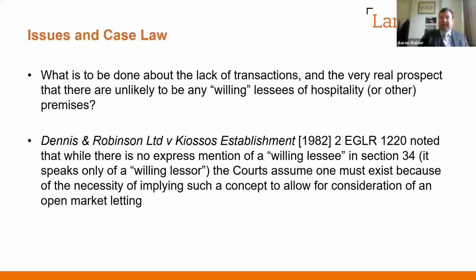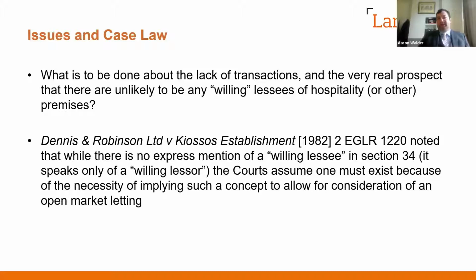Once we've established that there's a very limited window for the time that the valuation must be conducted, we now go on to consider what other issues arise and what case law says should be done about those. The first issue is, as it says on the screen, supposing your valuation date is today, what should be done about the lack of transactions? Is this evidence of a lack of willing lessee and lessor? And how should that be dealt with in the valuation?